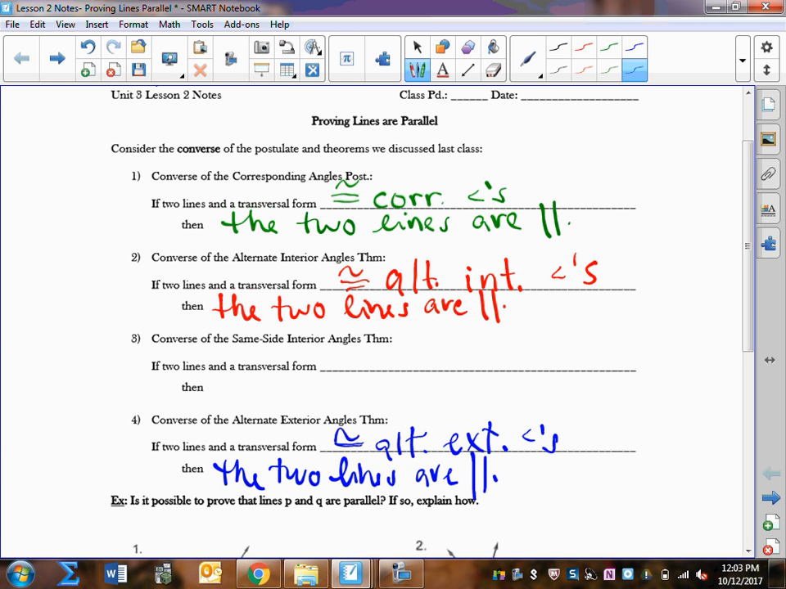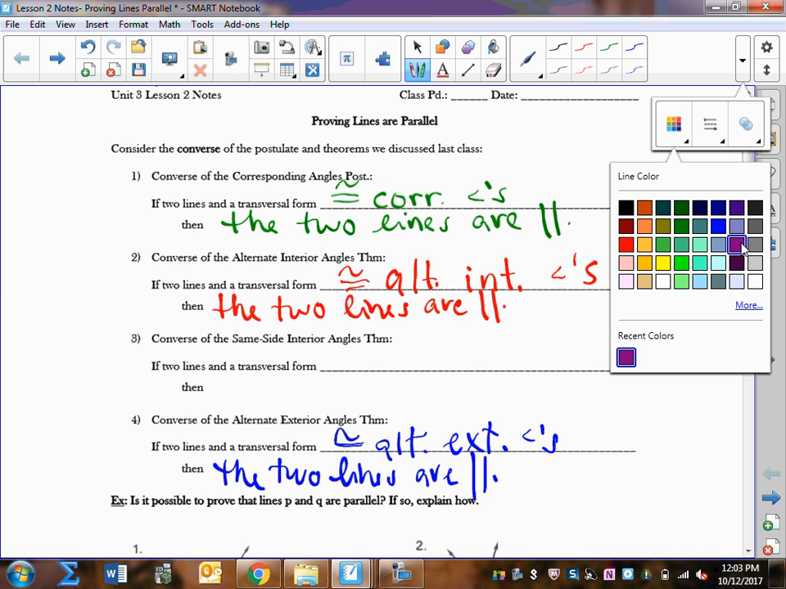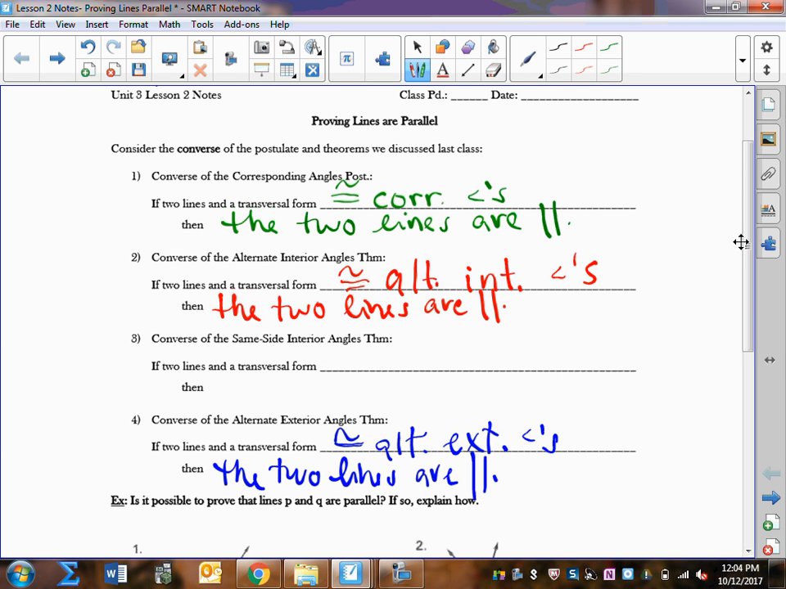Okay. Now 3, it's same side interior angles. If I go back to my postulates and theorems from last class, if two lines are parallel, what did we know about our same side interior angles? Good. They were supplementary. So my conclusion was they were supplementary. So that can be my hypothesis now. So if two lines and a transversal form same side interior angles that are supplementary, I'm going to use supplementary same side interior angles. Then what do we have? Parallel lines. The two lines are parallel.